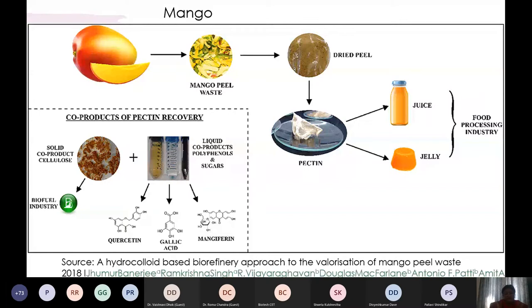So this pectin can be used as a gelling agent, and for clarification of the juice also. This is a co-product of the pectin recovery. After the pectin is recovered, this is the waste which is left over, a solid co-product which contains a lot of cellulose, and this can be used as a biofuel, and then there can be liquid waste. Polyphenol and sugars are also byproducts of this. So one mango we eat, but from the peel itself we can get more than three products.